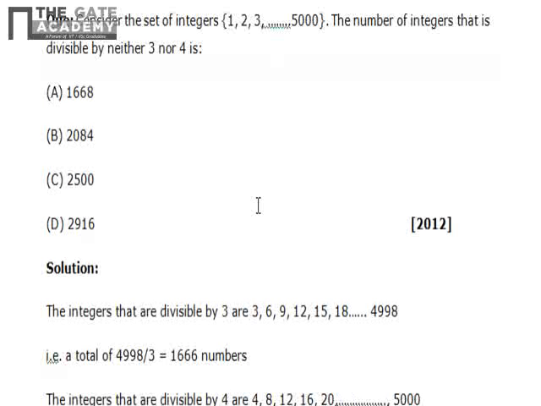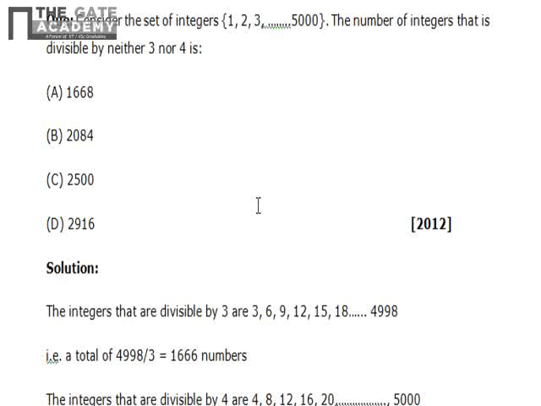Now this is also one very good question asked in your GATE paper 2012. Consider the set of integers 1 to 5000, the number of integers that are divisible by neither 3 nor 4. So you have to find which of these is divisible by neither 3 nor 4, and give the answer. To solve this, we'll find the numbers which are divisible by 3 and 4. To start with, the number 3 is divisible by 3, number 6 is divisible by 3, and up to 4998.